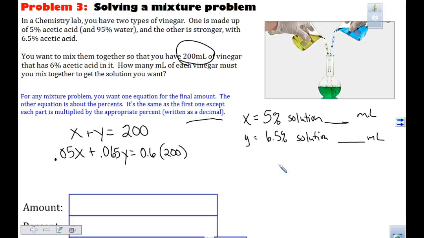So I think we're going to rewrite this equation here. Is it 0.06? It is 0.06. Thank you. 0.06 times 200 gives us 12, right? So if we wanted to rewrite this equation, this is really 0.05x plus 0.065y equals 12.